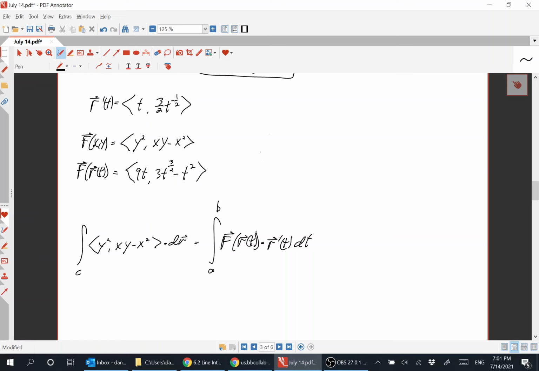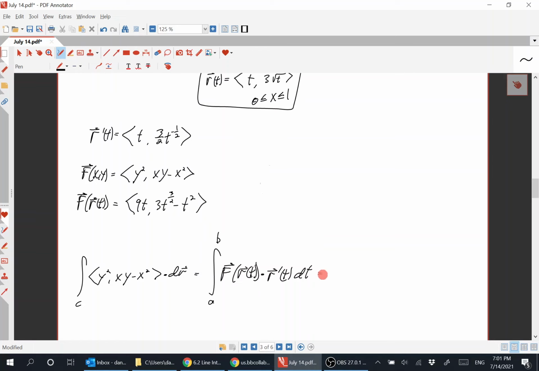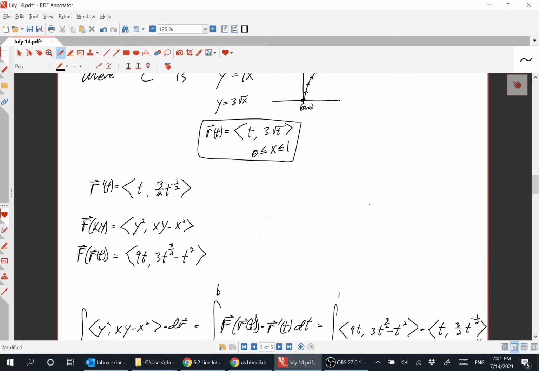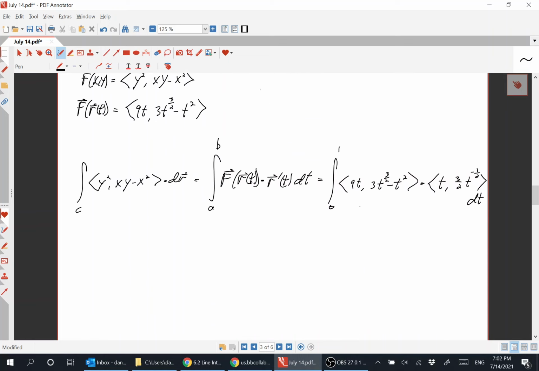So it's just a straight calculation of the line integral. In this case, it's the integral from 0 to 1. F of r of t is this right here: 9t, comma, 3t to the 3 halves minus t squared, dot r prime, which is t, 3 halves t to the negative 1 half dt. Now, probably it would have been easier to use a parameterization that doesn't have the square root in it, so we don't have to deal with these fractional exponents, but it'll be fine.